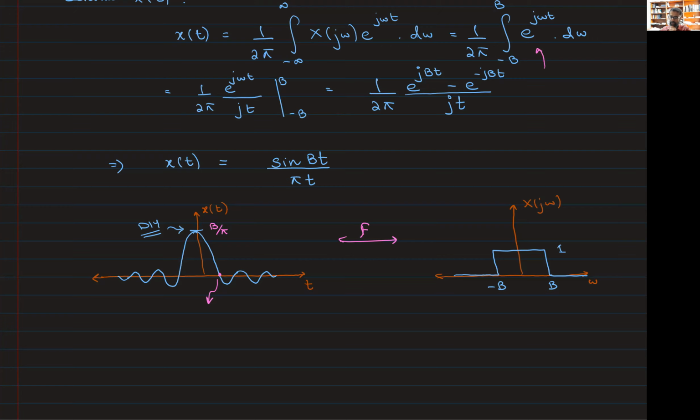Right. So this would be when B times T equals pi, and therefore T equals pi divided by B. This is pi divided by B, and similarly, this is minus pi divided by B, and so on and so forth. Okay. And you can once again find out, as I do the compression in the time domain, I'll get an expansion in the frequency domain and vice versa.